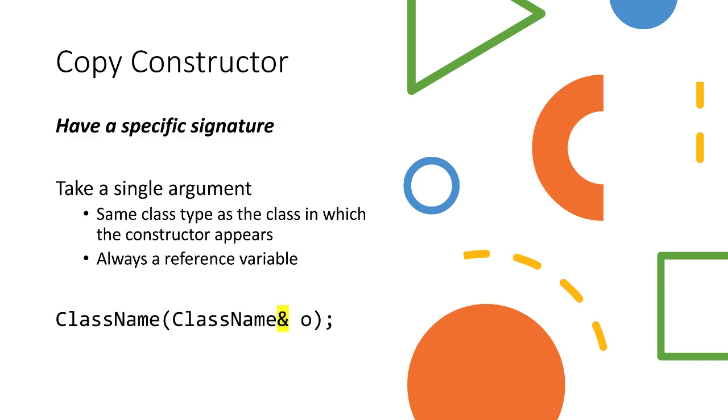The way you know it is a copy constructor is it has a very specific signature, and you have to do this whenever you create a copy constructor. It takes a single argument, and that argument has to be the same class type as the class in which the constructor appears. So if you're creating a person class, you would have to pass in a reference to that person. My next caveat is it always has to be a reference to that variable. So pretend this is a person, so it'd be person, and you would pass in a person reference, P. This is just some generic class name. So that is a copy constructor. This is a very specific signature. Just remember that that one ampersand goes along with the copy constructor.